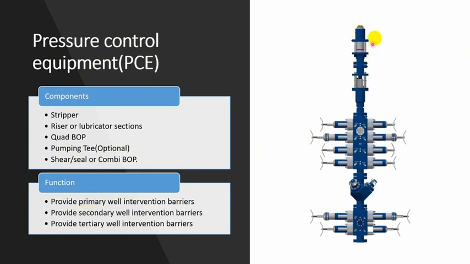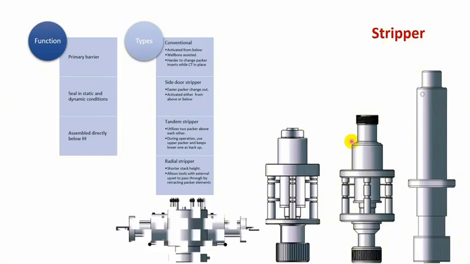Primary barrier, stripper, secondary barrier, BOP, and tertiary barrier, shear seal ram. Stripper has 4 types: conventional, side door stripper, tandem stripper, radial stripper.